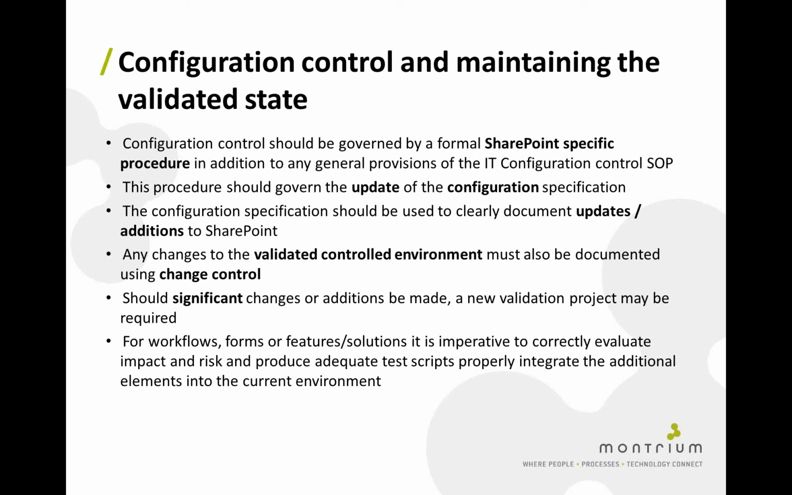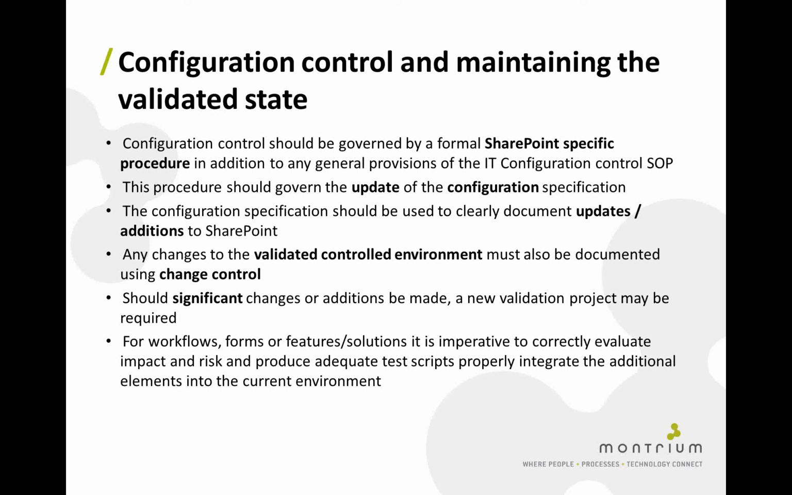So once you've got your system in a validated state, the next thing that you need to do is make sure that you maintain that system in a validated state, and therefore you need to have configuration control mechanisms. Typically you should have a specific configuration control for SharePoint in addition to any general IT configuration control SOPs that you have in place. This configuration procedure or SOP really should clearly describe how we make the different changes within SharePoint, either to baseline functionality or to custom elements.